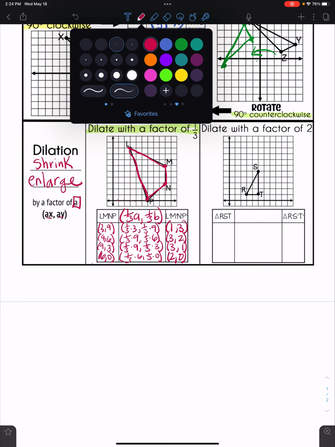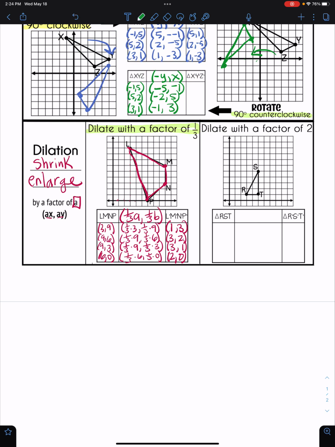Let me graph my new quadrilateral in a different color. I have 1, 3. I have 3, 2. I have 3, 1. And I have 2, 0. This little quadrilateral that I have drawn is 1/3 the size of the original. Ta-da!